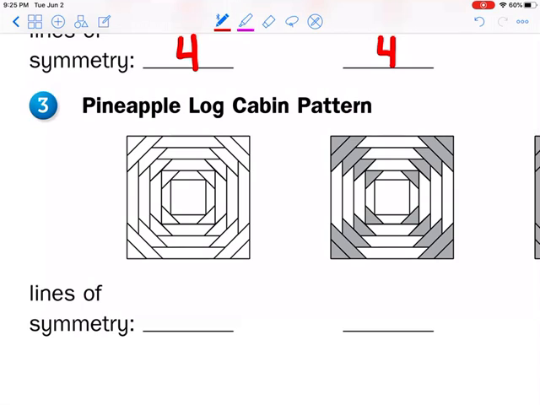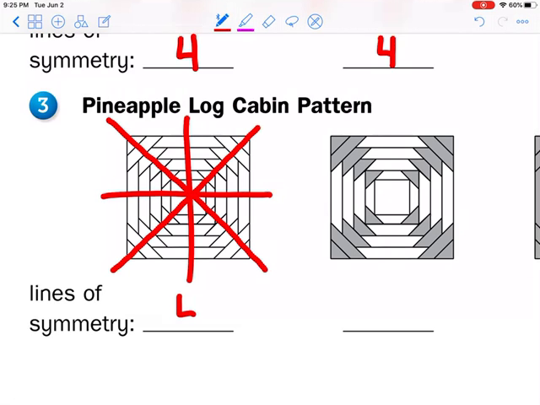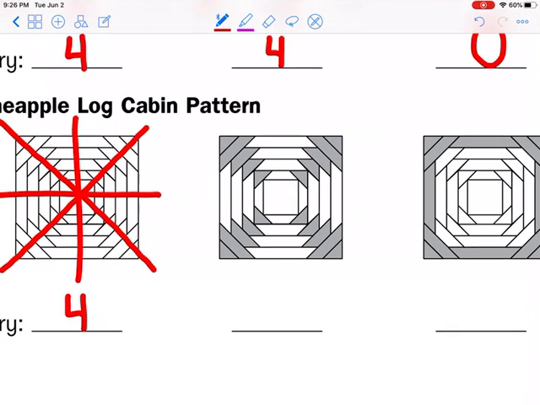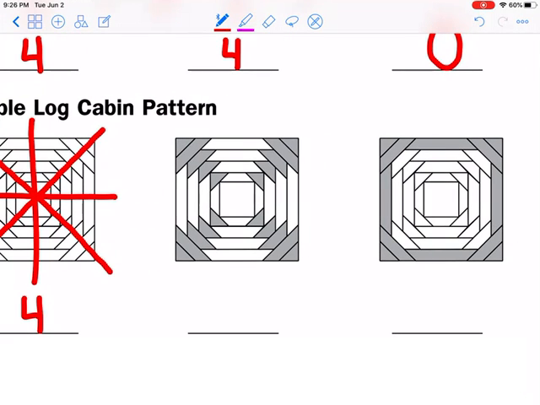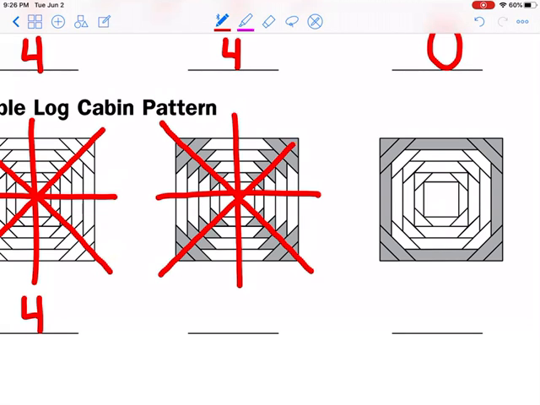Okay, the pineapple log cabin. So if there's no color and the pattern looks the same, it's going to have 4 lines of symmetry, just like in the other examples. Now, the pattern looks the same on all quadrants. So if I were to split this up like this, quadrant 1, 2, 3, and 4 all look the same. So when that happens, you usually have 4 lines of symmetry. So this checks, that's the same. This checks, this creates a mirror image, diagonal, and diagonal. So this has 4 lines of symmetry.